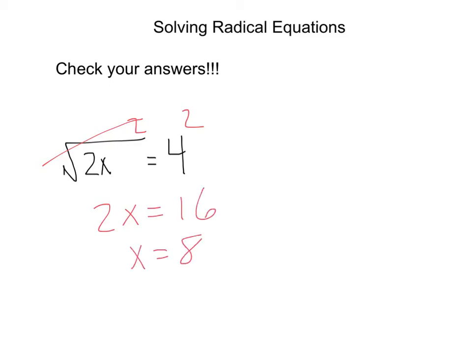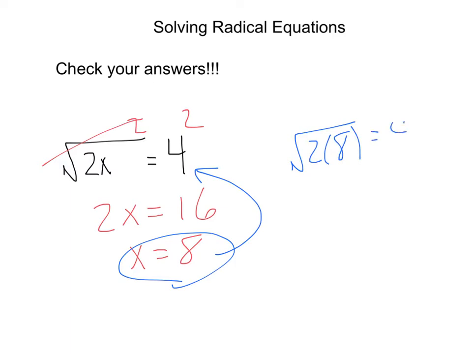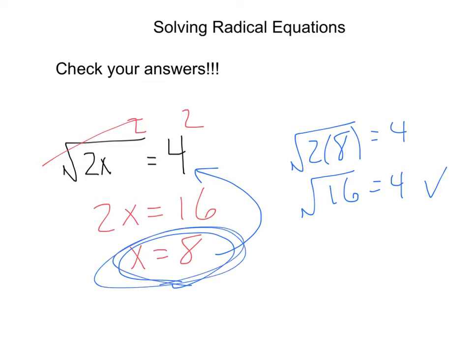If we take that 8, we plug it back into the original, we'll get the square root of 2 times 8 equals 4. So that's the square root of 16 equals 4, which is true. So we know our solution, x equals 8, is correct.